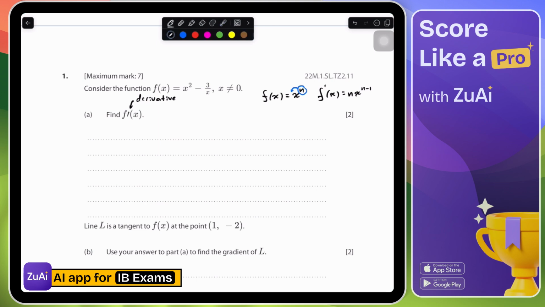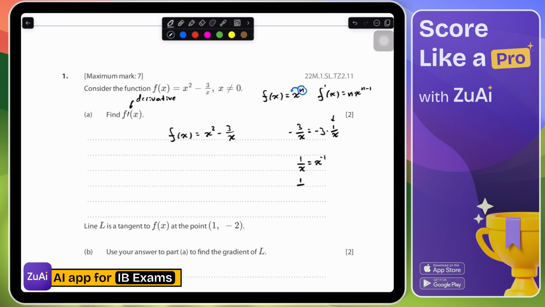So let's go ahead and deal with just this 3 over x for a second. I'm going to write out the function. F of x is equal to x squared minus 3 over x. Let's look at this negative 3 over x. This is the same as negative 3 times 1 over x. And the question is, okay, what do we do with this 1 over x? Maybe you remember this, but notationally, 1 over x is the same as x to the negative 1.